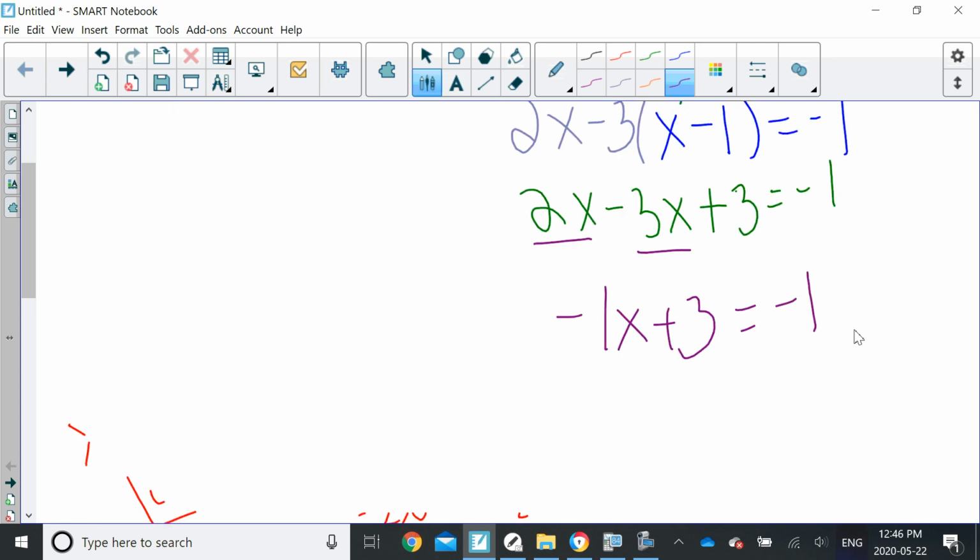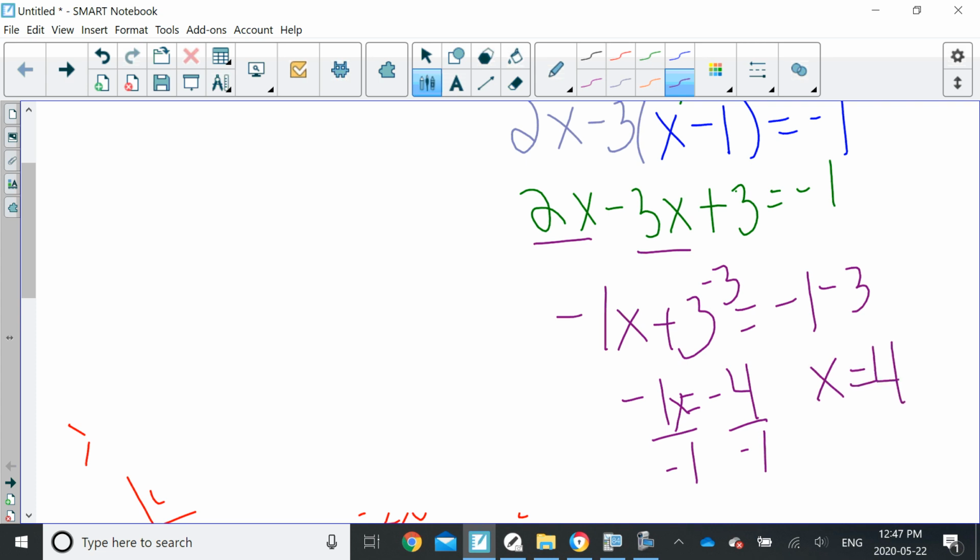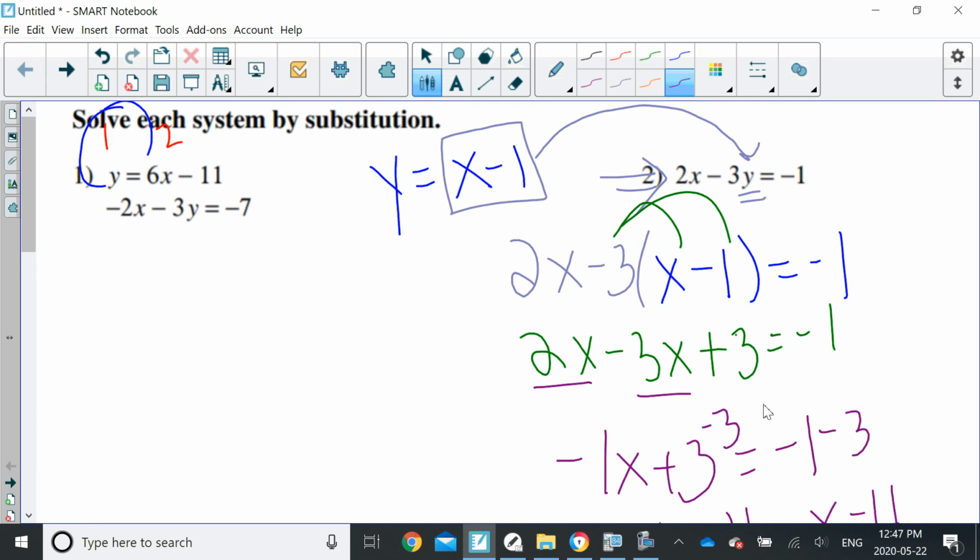Subtract 3 from both sides. Negative 1x, sorry, is equal to negative 4 when I get rid of that 3. Divide both sides by negative 1. And I get x is equal to 4. That's what my x is. Go back up. You have to plug that in either here or here. It really doesn't matter which one. You'd actually get the exact same y value no matter which system you chose.